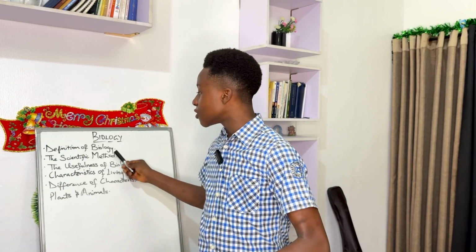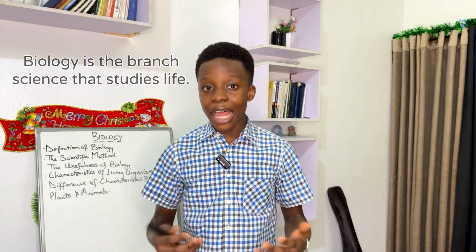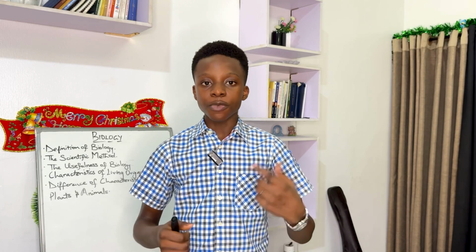Let's get to it. So before we start with biology, I'd like to define what biology is. Biology is a branch of science that studies life. We all know that science studies all natural things around us, but biology is that aspect of science that studies life alone. There are two main branches of biology: botany and zoology. Botany studies plants and zoology studies animals. The two other branches of science are physics and chemistry, just so you know.